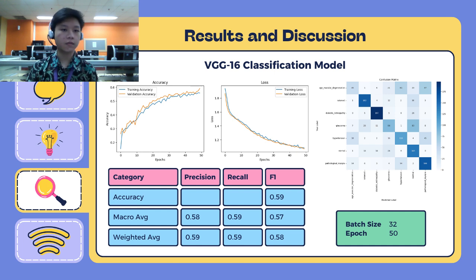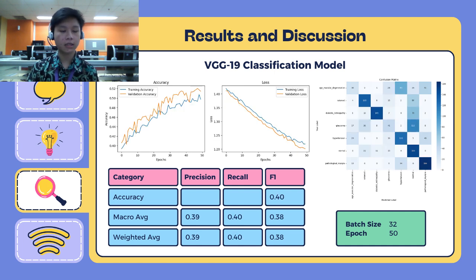For VGG16 classification model, it started on 10% training accuracy with the final training accuracy of 56%. It has the overall accuracy of 60%. For VGG19 classification model, it started on 39% training accuracy with the final training accuracy of 49%. It has the overall accuracy of 40%.